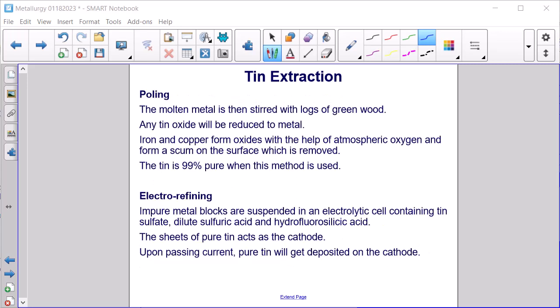Poling. The molten metal is then stirred with logs of green wood. Any tin oxide will be reduced to metal. Iron and copper form oxides with the help of atmospheric oxygen and form a scum on the surface, which is removed. The tin is 99% pure when this method is used. Electrorefining. Impure metal blocks are suspended in an electrolytic cell containing tin sulfate, dilute sulfuric acid, and hydrofluorosilicic acid. The sheets of pure tin act as the cathode. Upon passing current, pure tin will get deposited on the cathode.